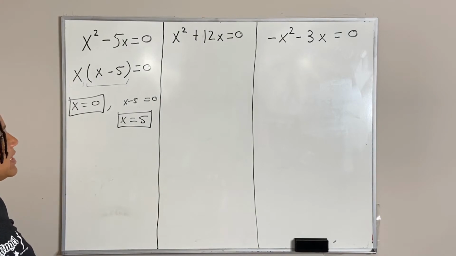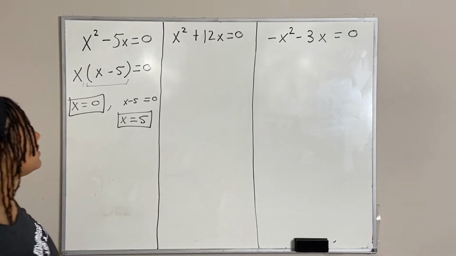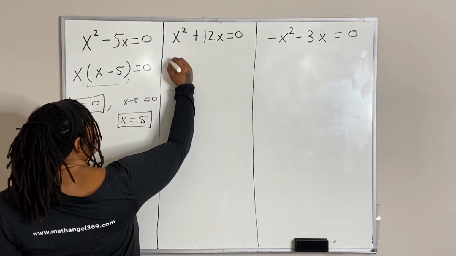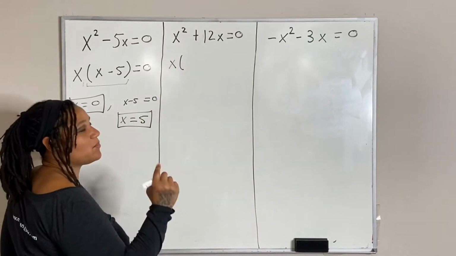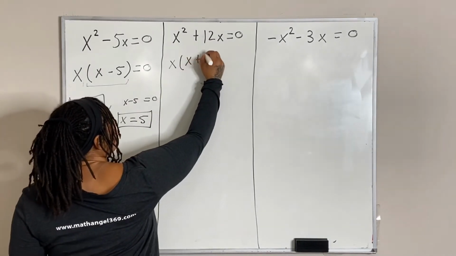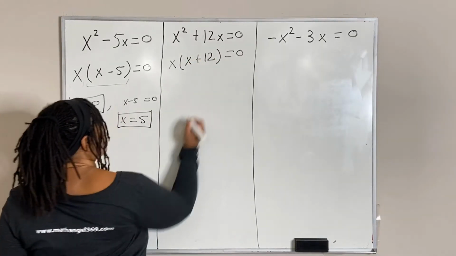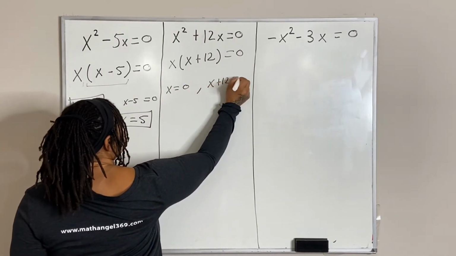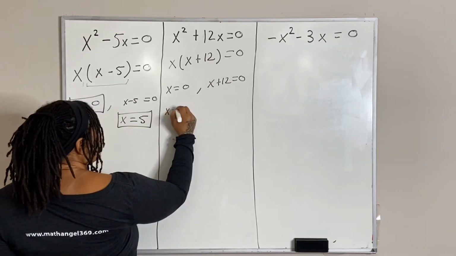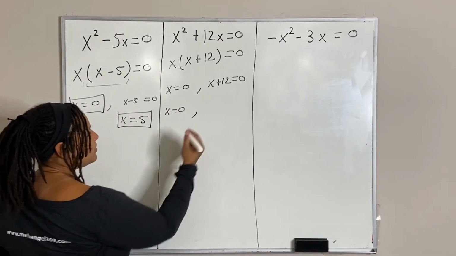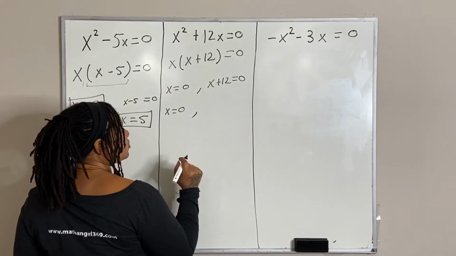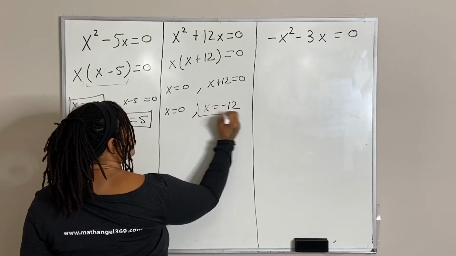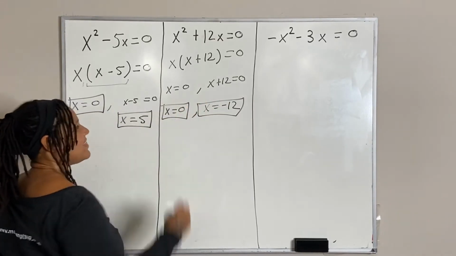We have x squared plus 12x is equal to 0, and we want to solve for x by factoring. So we're going to pull out one x, and we're left with x plus 12 is equal to 0. So we're going to say x is equal to 0 and x plus 12 is equal to 0, which means that x is equal to 0 because it's already equal to 0. And if we subtract 12 from both sides, we get x is equal to negative 12. Okay, and that is how you do the second problem.